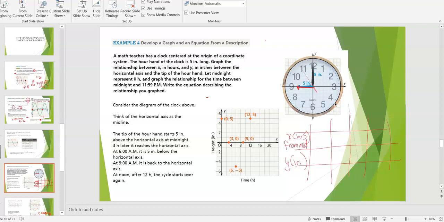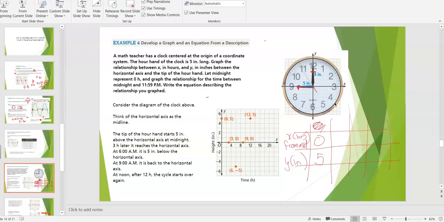So midnight would be 0. So at midnight, where would my hour hand be? What would be the y value? How far would it be from the x-axis? Well, it would be 5 inches. So at 0, sorry, I put it in the wrong place. It would be 5 inches.